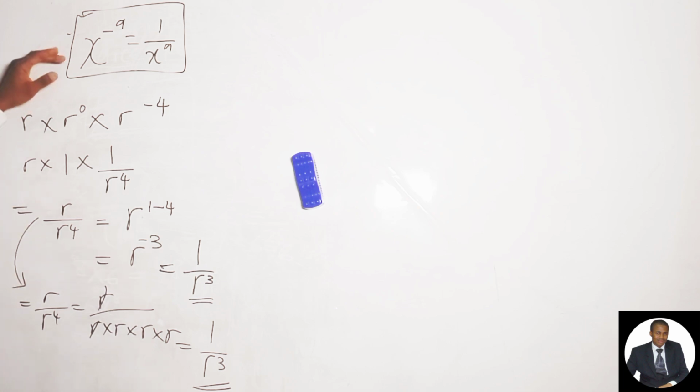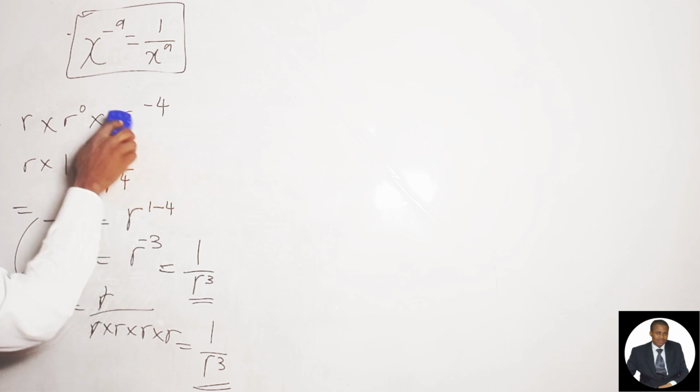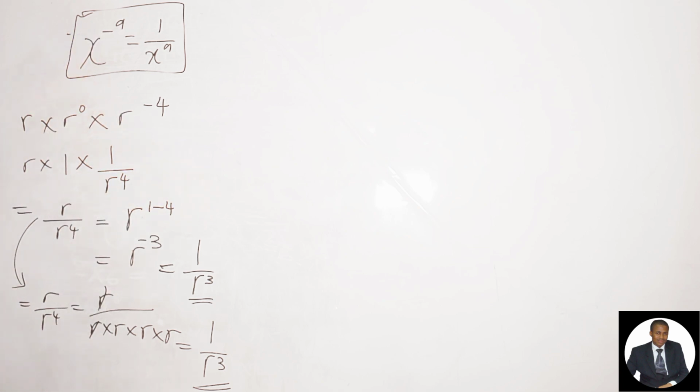We should remember this. This is a very important rule. Any number raised to a negative exponent is equivalent to the reciprocal of that same number to the positive of that exponent.